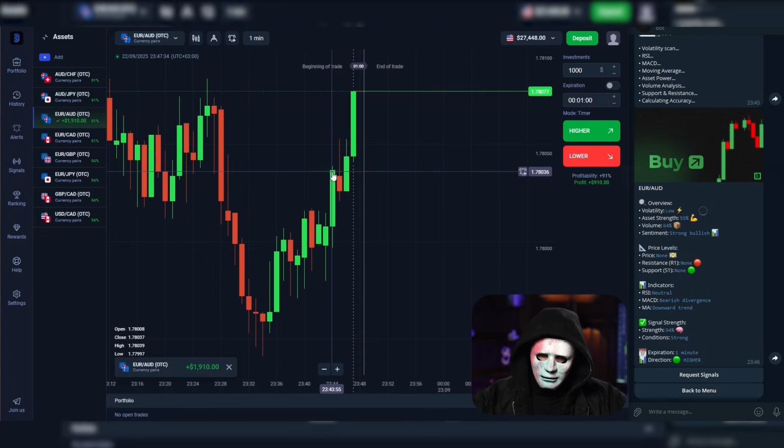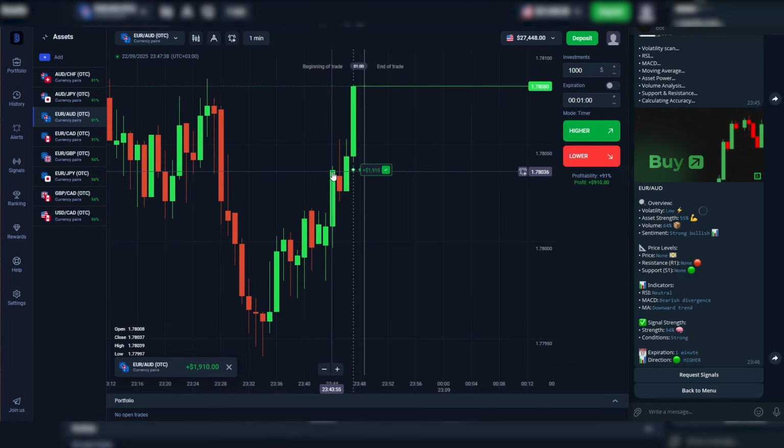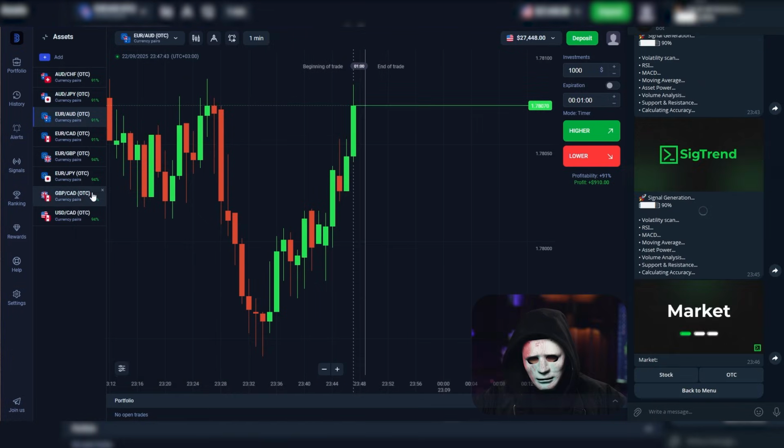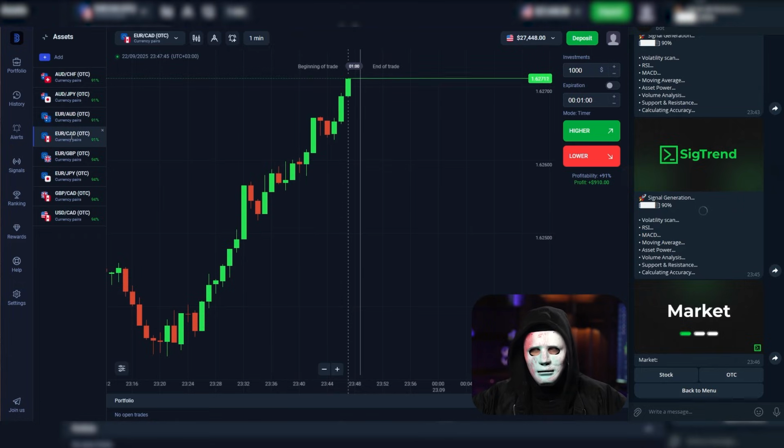Look at how sharply we went up right after I entered the trade. That's plus $1,910. Let's get a new signal together.